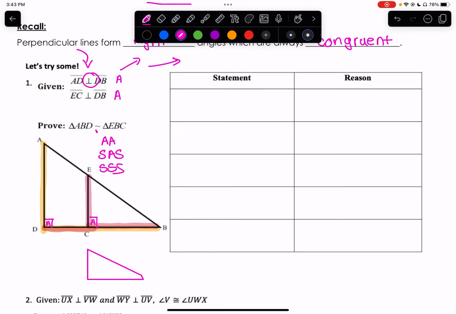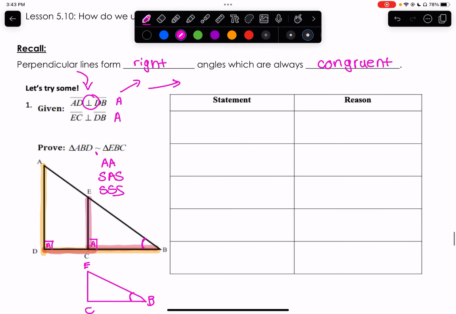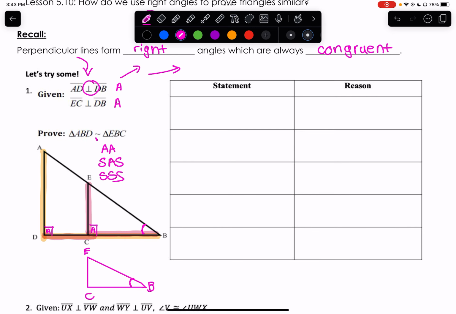Now, if you were going to draw these separately, you're going to split up the triangles. We're just going to assume that this connects very nicely. If I was going to rewrite ECB out here, I would be able to see that angle B is in both of my triangles and is therefore congruent to itself. So all I need to do is state that I have a pair of right angles which are congruent and that angle B is congruent to itself, and I can use AA to prove that the triangles are similar. So first, we write our given statements like we're used to.